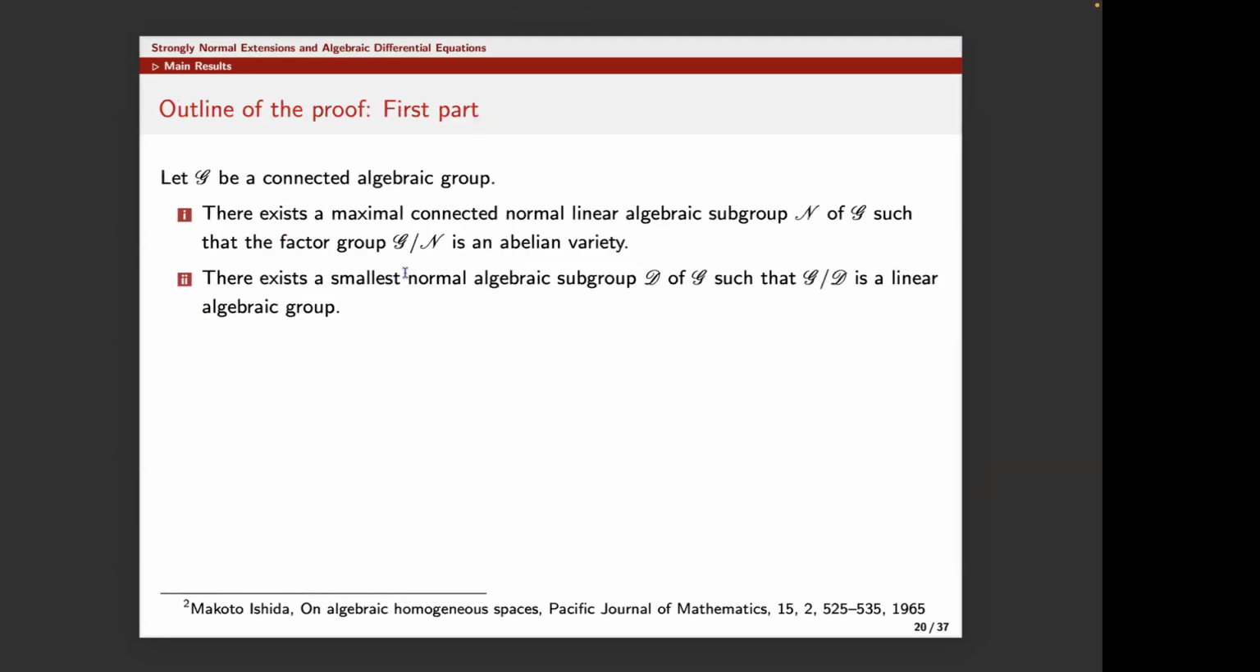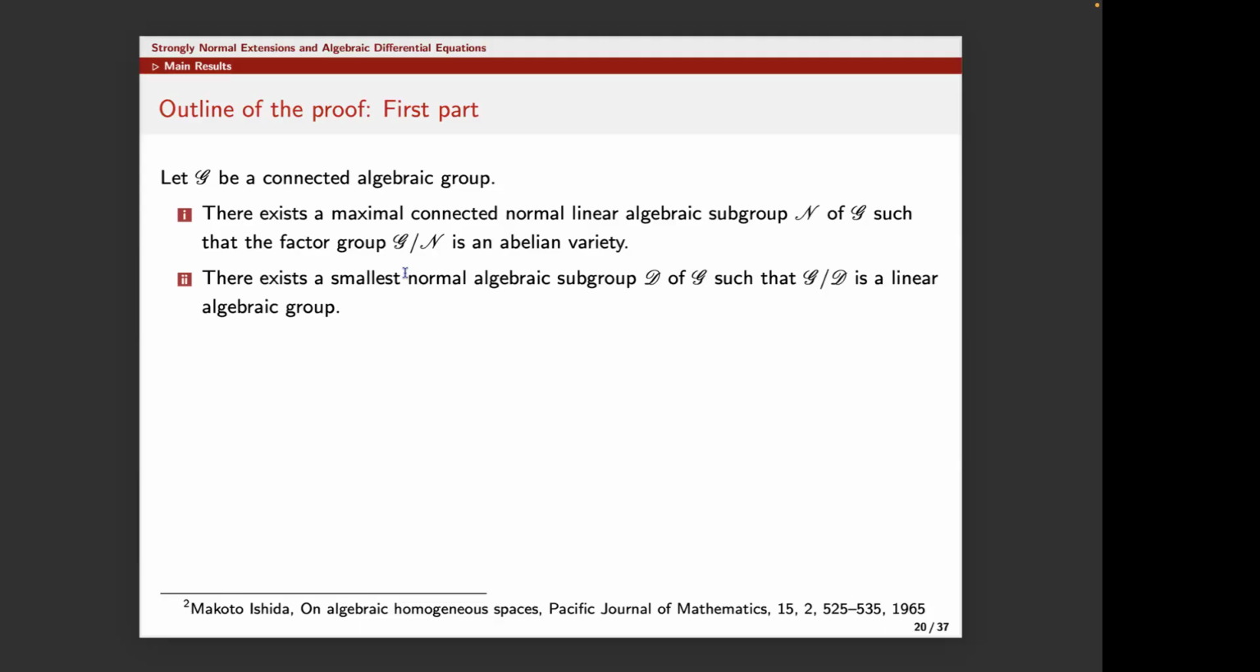Okay. So the proof of this theorem is lengthy, so I will just outline the proof. In the first part of the proof, what we use is basically some nice results from algebraic group theory, some nice structure theorems of algebraic groups.